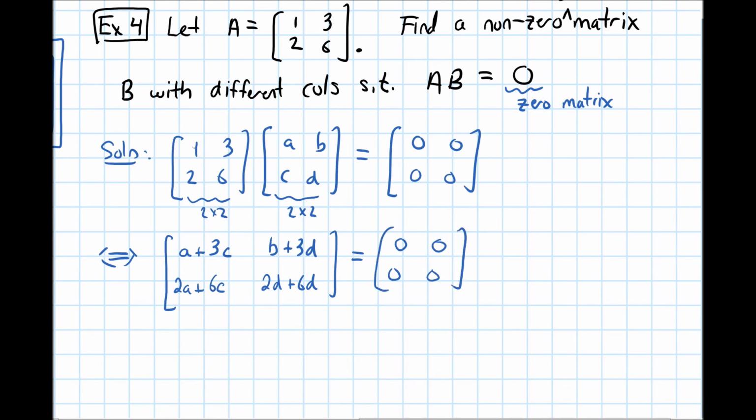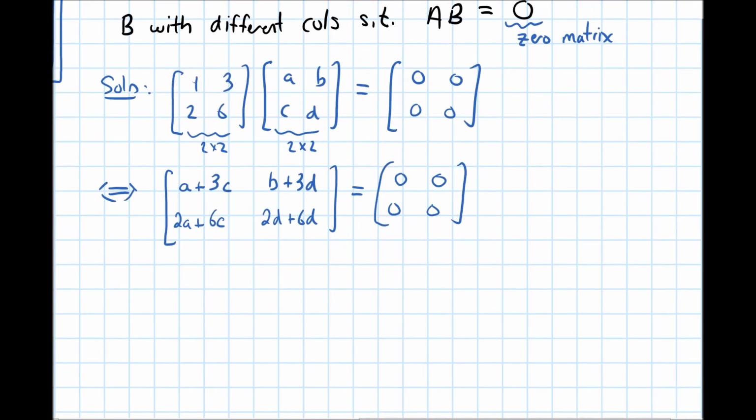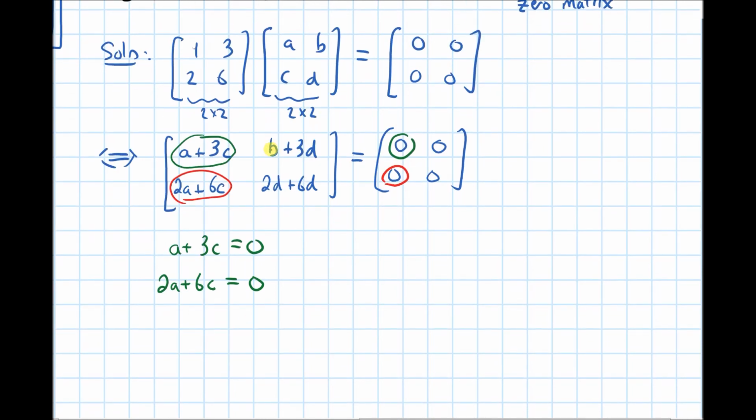So for these to be the same, each of the corresponding entries has to be the same. So for example, this entry has to match up with the 0. So I need a plus 3c to be equal to 0. If I look at the second entries, the ones that I've just circled in red, I would get 2a plus 6c has to be equal to 0. And then the same has got to be true for the b plus 3d and 2d.